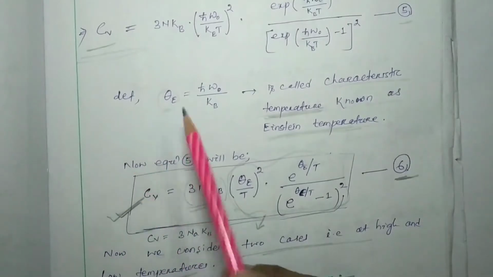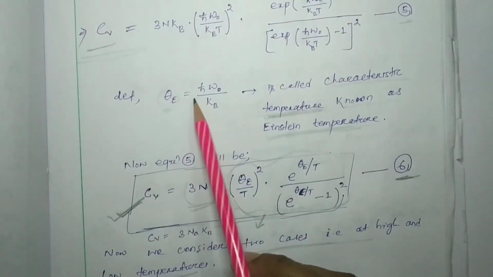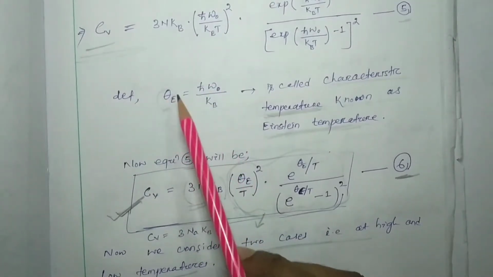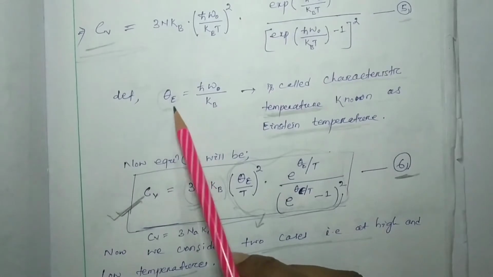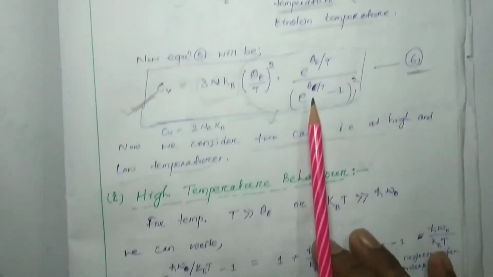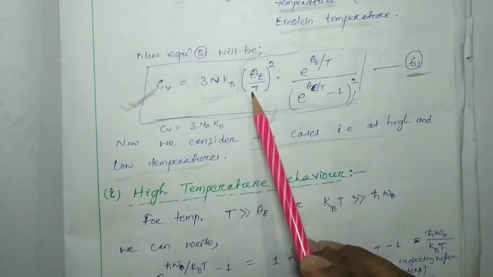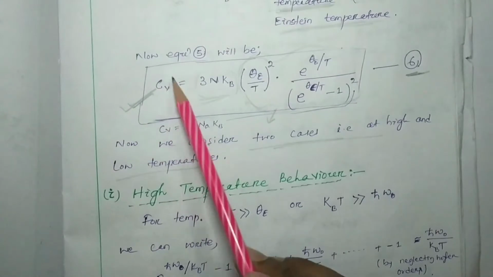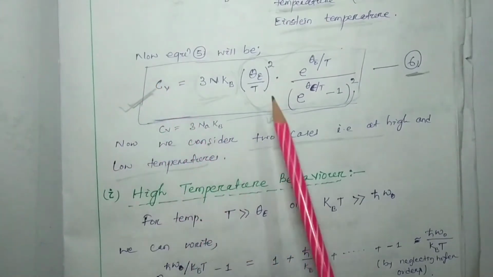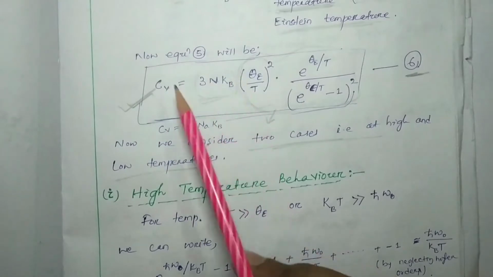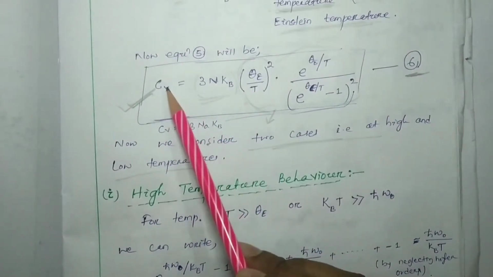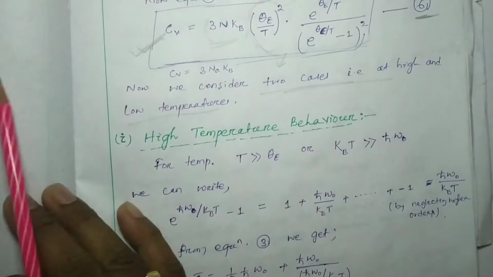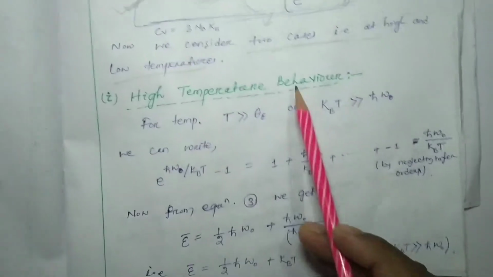As we found, h cross, kB and omega 0 are constants, so theta E is also a constant factor for a particular material. Now we are going to vary the temperature T. At the higher temperature side, what type of behavior are we going to get for the CV of a material? At the lower temperature side, what will be the behavior of the CV of a material? That we are going to discuss. First we are going to consider the higher temperature behavior.